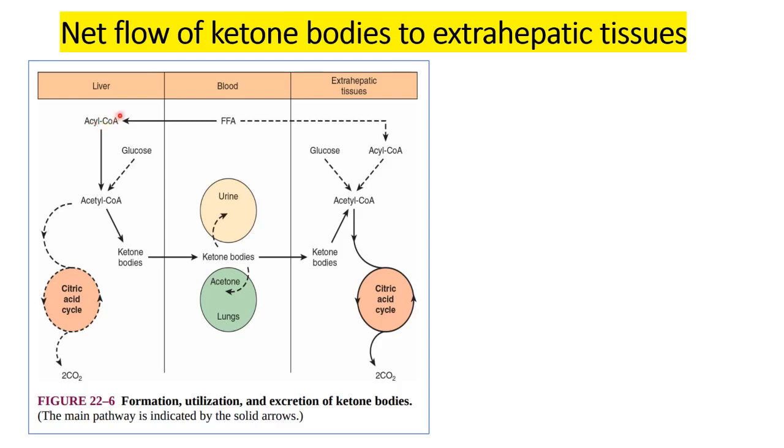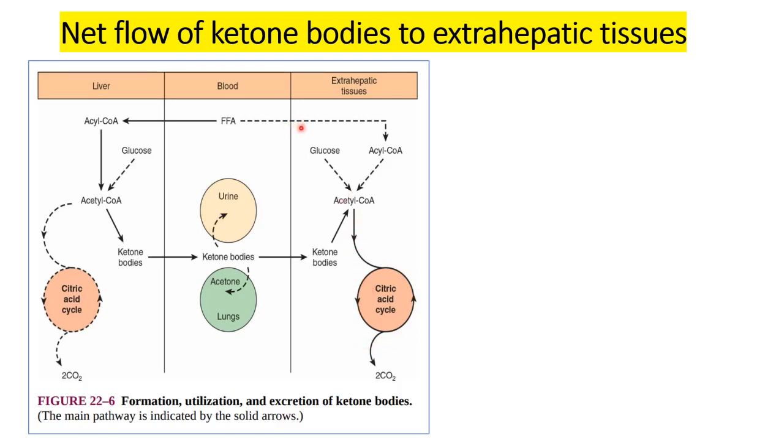In the liver, fatty acids will be activated to acyl-CoA, and this acyl-CoA will undergo beta oxidation to produce acetyl-CoA. And this acetyl-CoA will go for the synthesis of ketone bodies. Once synthesized, these ketone bodies will again come to the blood, and from the blood they will reach the extrahepatic tissues, and in the extrahepatic tissues ketone bodies will be reconverted back to acetyl-CoA, and then it is utilized in the TCA cycle to produce energy.